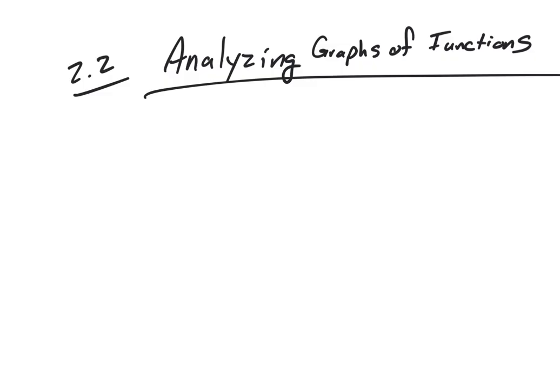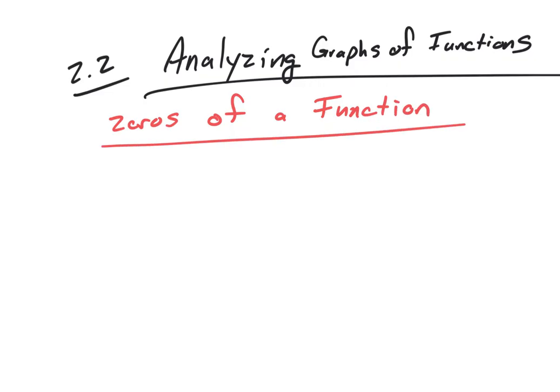Okay, so to begin with, we talked about this a little bit in chapter 1. When we talk about the zero of a function, the only one that we did it with in chapter 1 was a linear function. And I might give you a function that looks like this. F of x equals 2x minus 4.